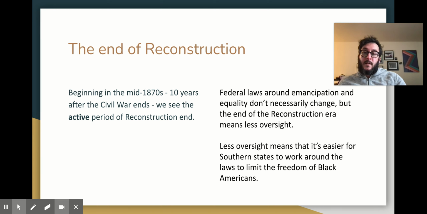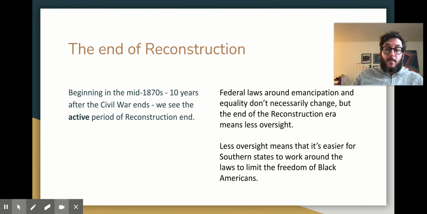Beginning in the mid-1870s, 10 years after the Civil War ends, we're going to see the active period of Reconstruction end. I'll highlight that federal laws don't necessarily change, right? The 13th, 14th, and 15th Amendments that we talked about still exist. But the end of Reconstruction means less oversight. So the military presence in the South is going to leave. Less oversight means it's easier for Southern states to work around the laws and to figure out ways to limit the freedom of Black Americans.